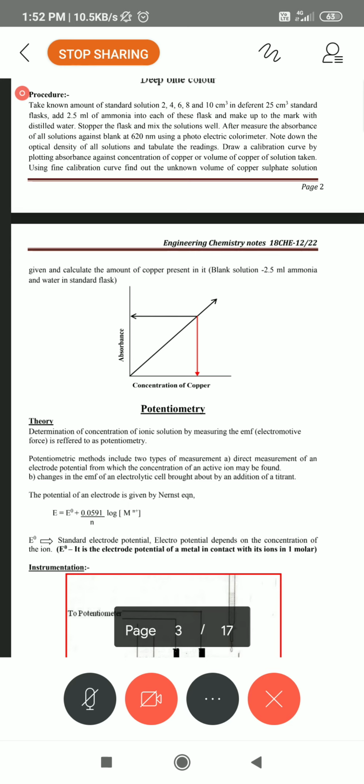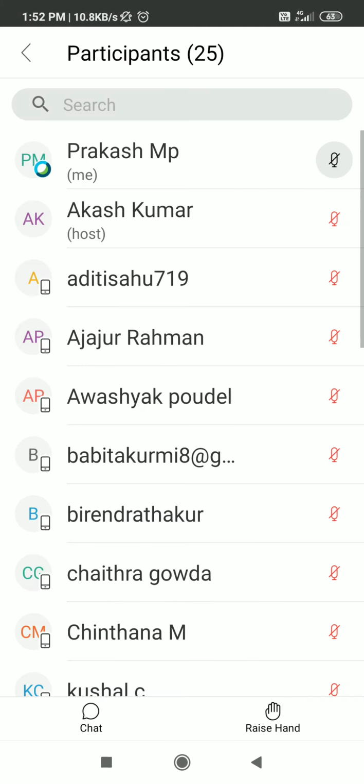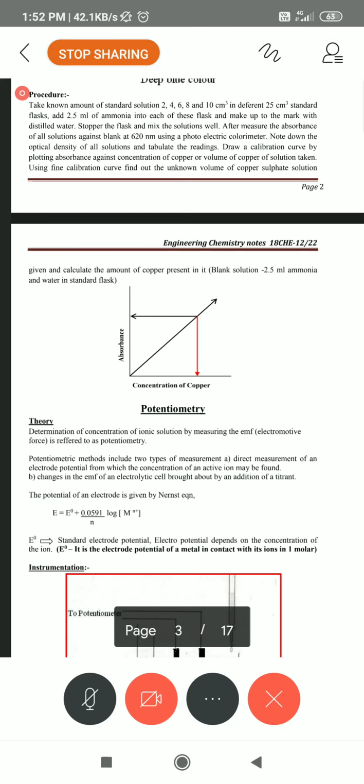Why is this 620 nanometer? The maximum absorption takes place at that wavelength. So these satisfy the Beer-Lambert's law, or Lambert-Beer's law. Both are written. So A is equal to epsilon c t, directly proportional to the concentration and thickness of the solution. You can plot the graph.